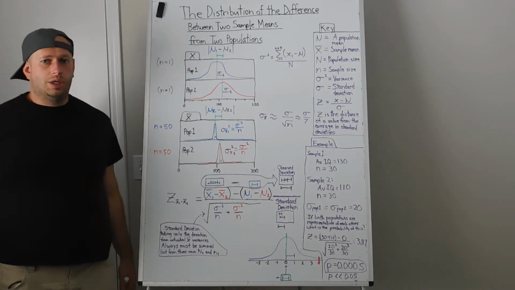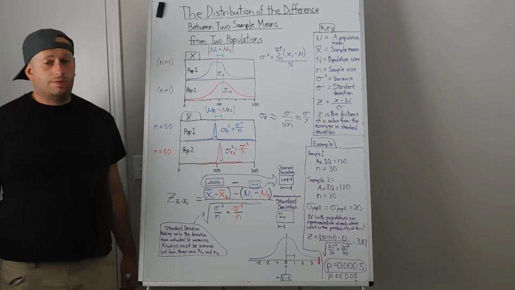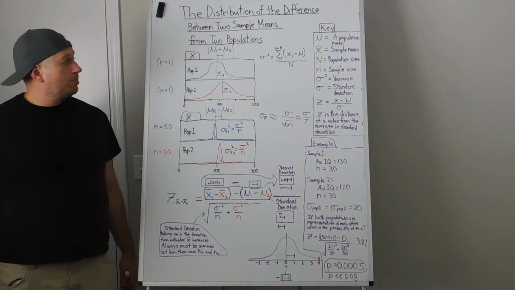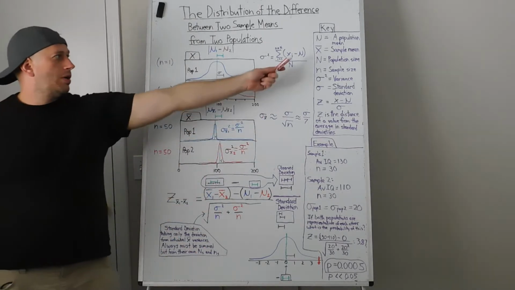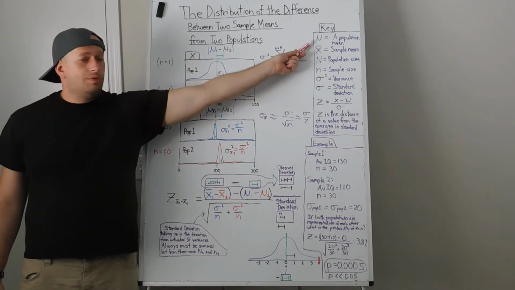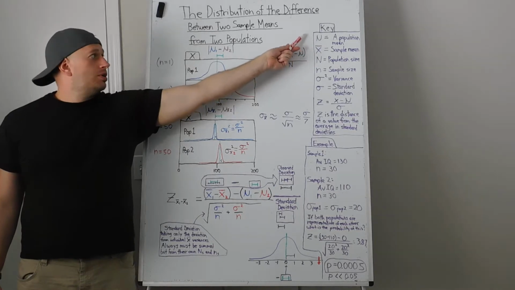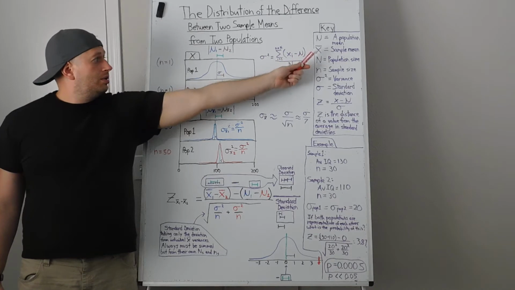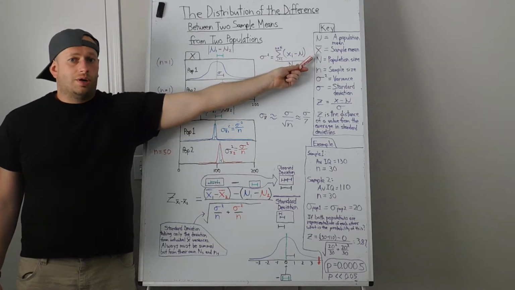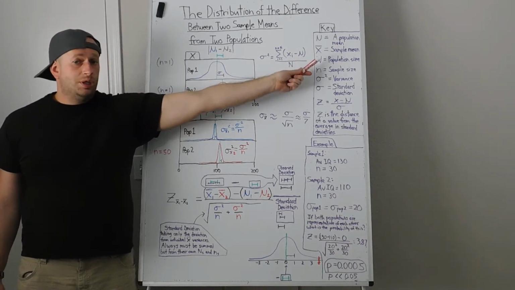Going to talk about the distribution of the difference between two sample means from two populations. So first I want to introduce my key. Whenever you see what looks like a mirror image of a lowercase u in English, that is a population mean. Whenever you see an X with a line over it, that is the sample mean.